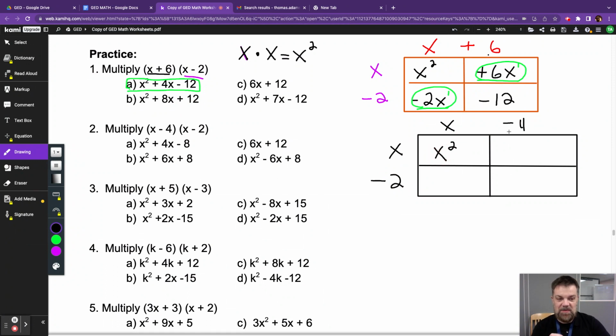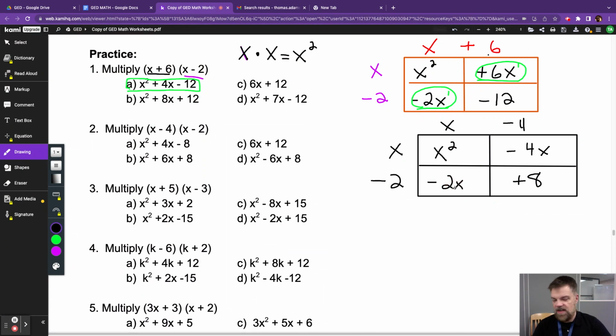And then this is going to be negative 4 times x, which is negative 4x. Yep. What's the next one going to be, Smarty Pants? Negative 8. No, well, positive 8, right? Yeah, that's over here for sure. But what's negative 2 times x? Negative 2x. Yeah, very good.